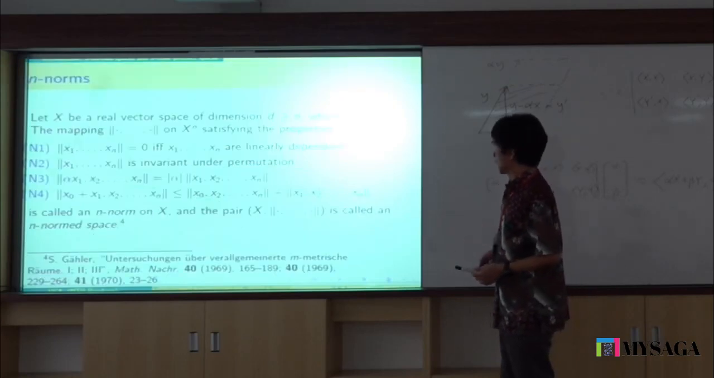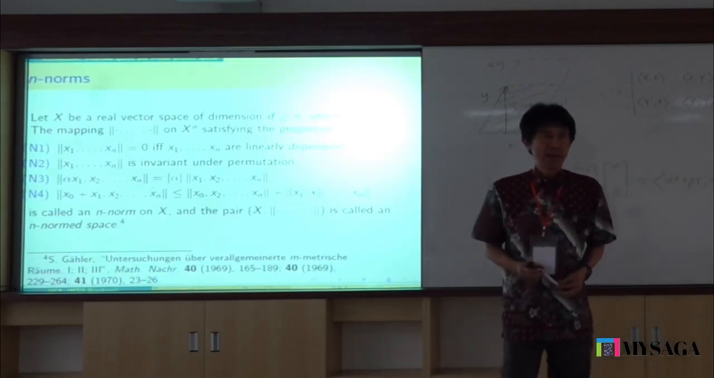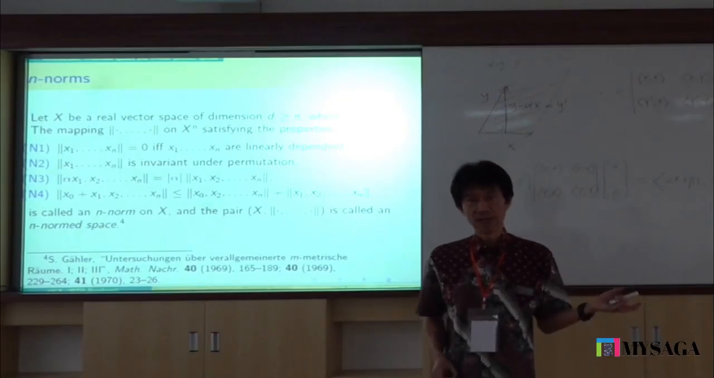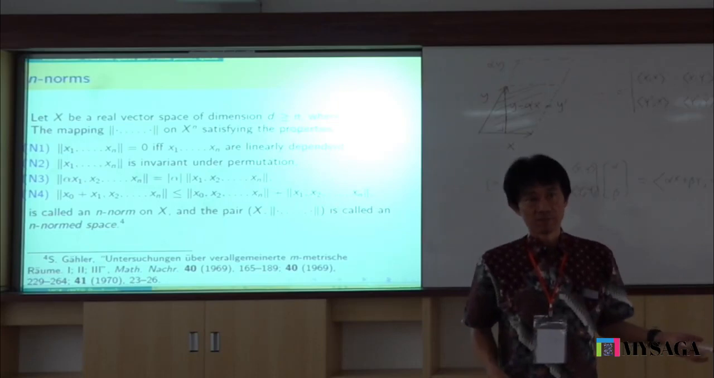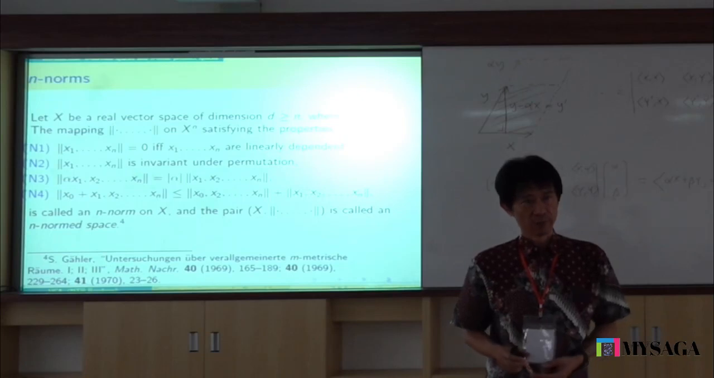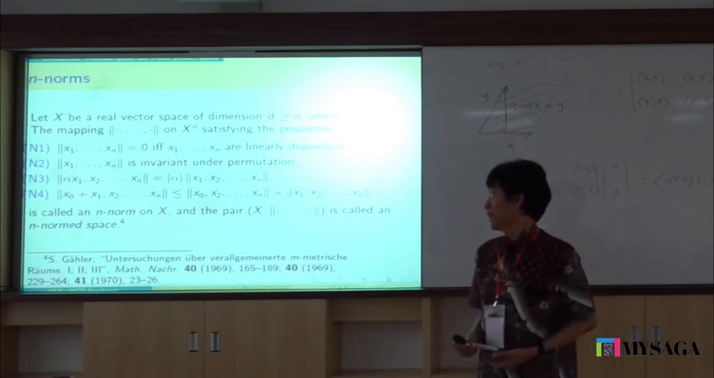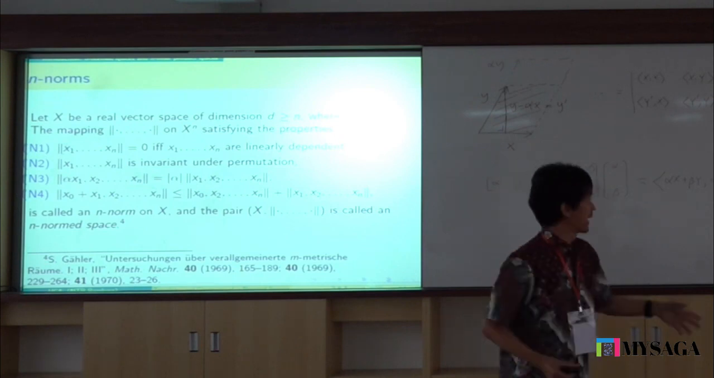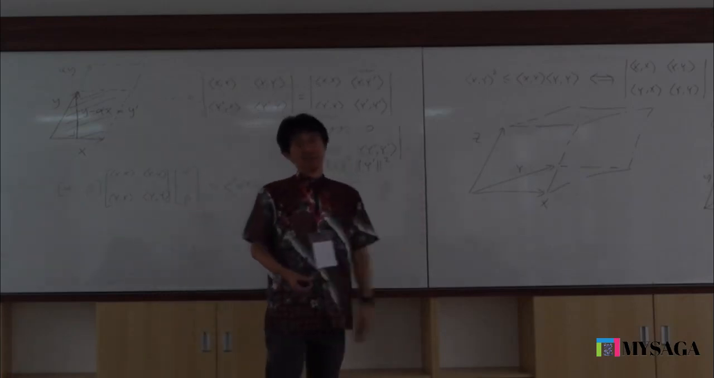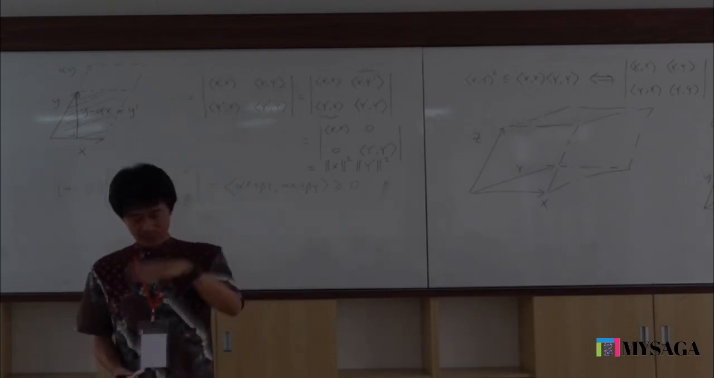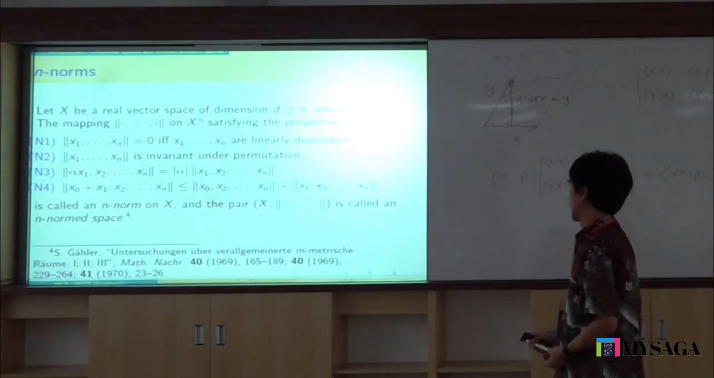And the second one, the value is invariant under permutation. The third one says if one vector is multiplied by alpha, then the volume is modulus alpha times the original volume. Alpha can be negative. If alpha is -1, for example, you just flip the thing upside down, or to the left, or to the right.